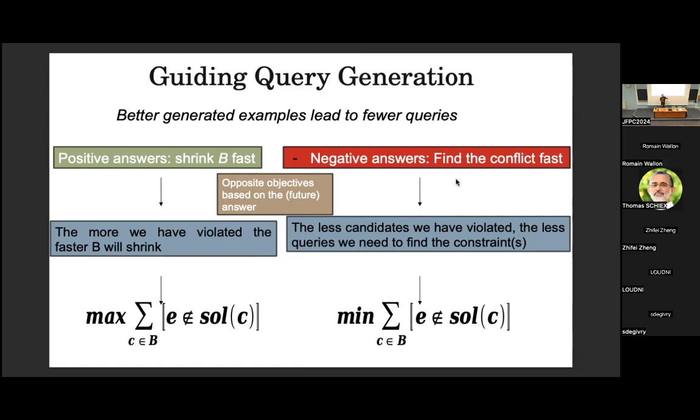But if the user answers no, then you have to zoom in to find which of the constraints it is. So if you would know that the answer would be no, then it's better to violate as few as possible. If you violate just one and the user says no, you know that that's a true constraint and you can add it. Okay. So in that case, you want to violate as few of the constraints as possible. Okay, so these are clearly opposite objectives, literally.